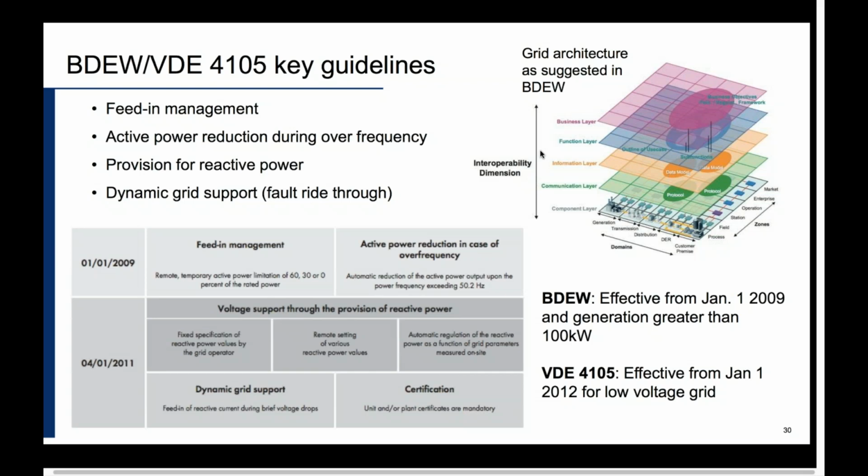The prominent functionalities endorsed by these grid codes are feed-in management, which is the ability to limit its active power in order to make the grid better. Provision for reactive power, which means the ability to inject reactive power for better voltage management. And third, dynamic grid support. When there is an event or a fault, for whatever reason, the device should be performing a particular way.